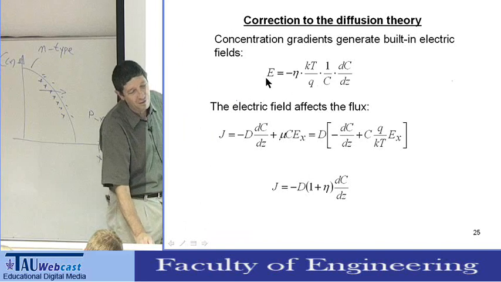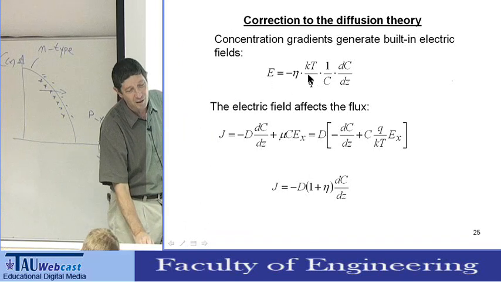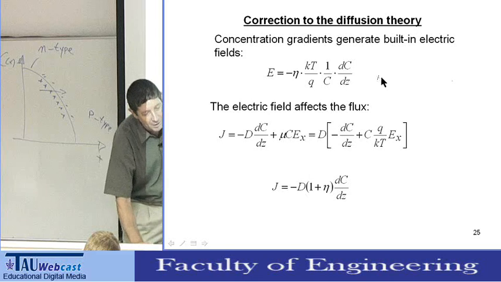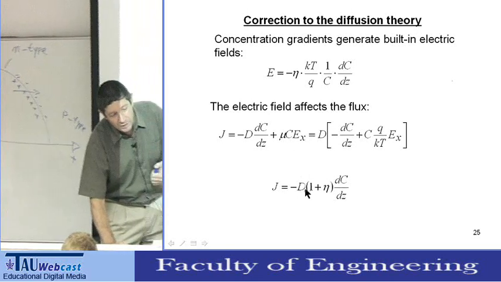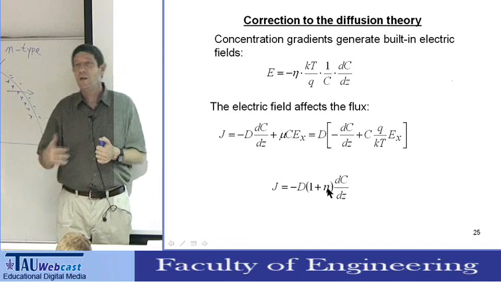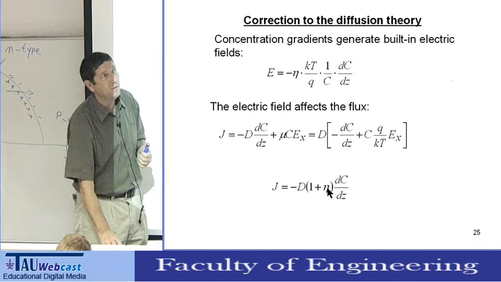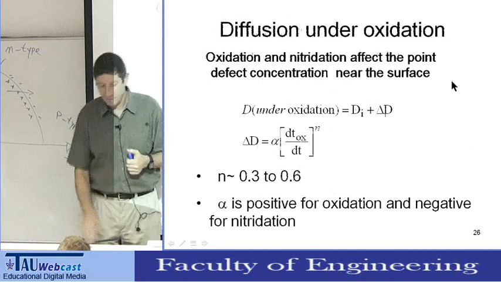If you learn from basic semiconductor physics, the electric field is kT over q times 1 over C times dC over dx. This is taken from the introduction to semiconductor physics. You see that the diffusion coefficient is equal to D times 1 plus eta. The actual diffusion in a steep profile is also enhanced by the electric field.